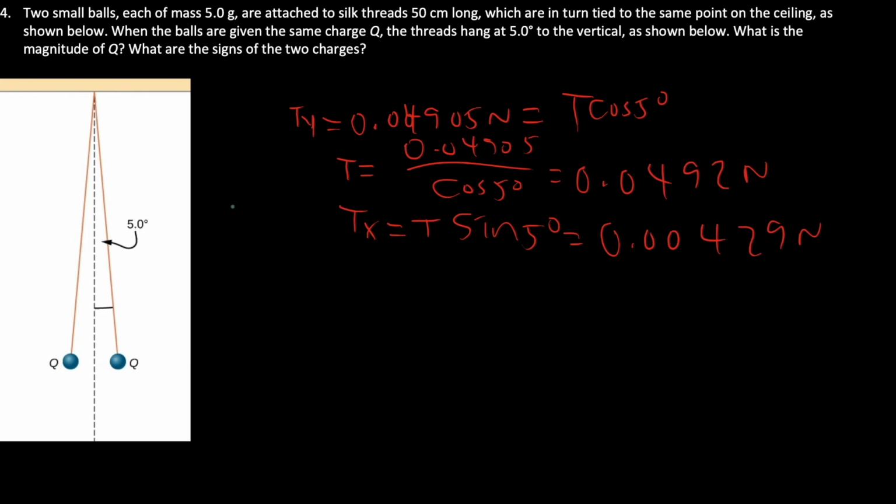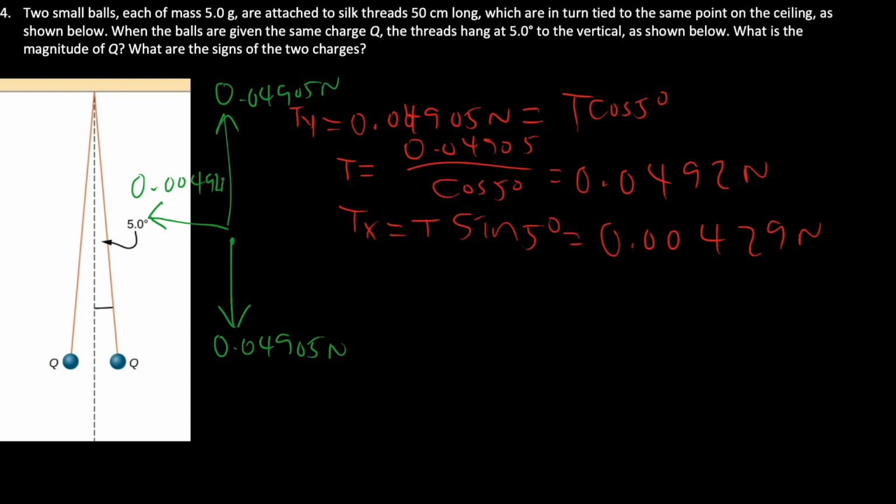So still let me draw it here. So the ball receives a force of gravity of 0.04905 Newton. A tension Ty of 0.04905 Newton. A horizontal tension of 0.00492 Newton. Well, if the ball is stationary, there must be another force F that is equal to 0.0492 Newton, but opposite in direction, right?